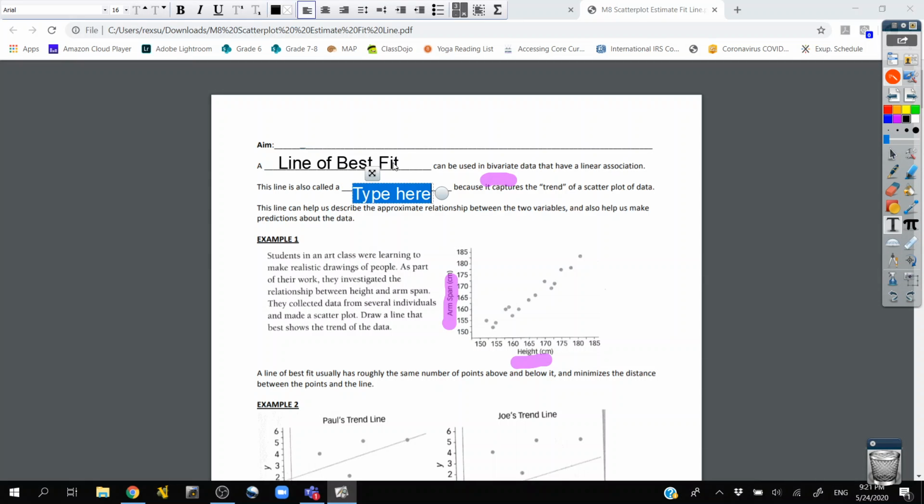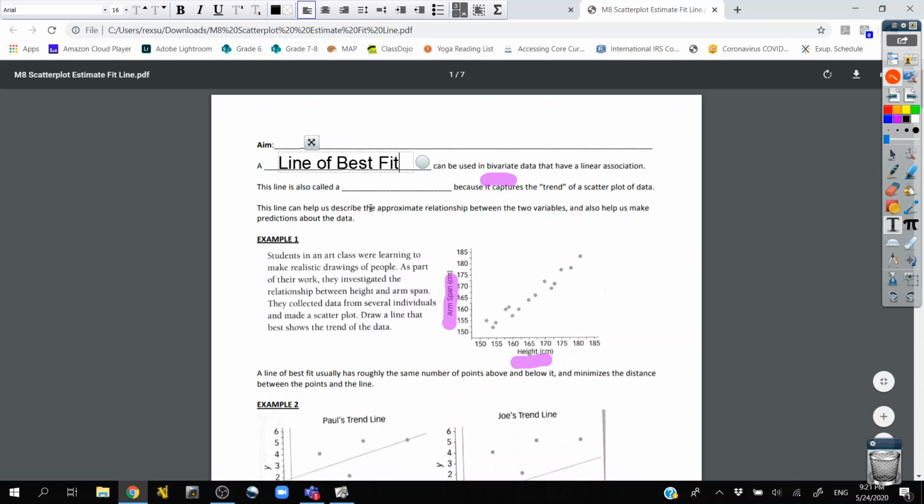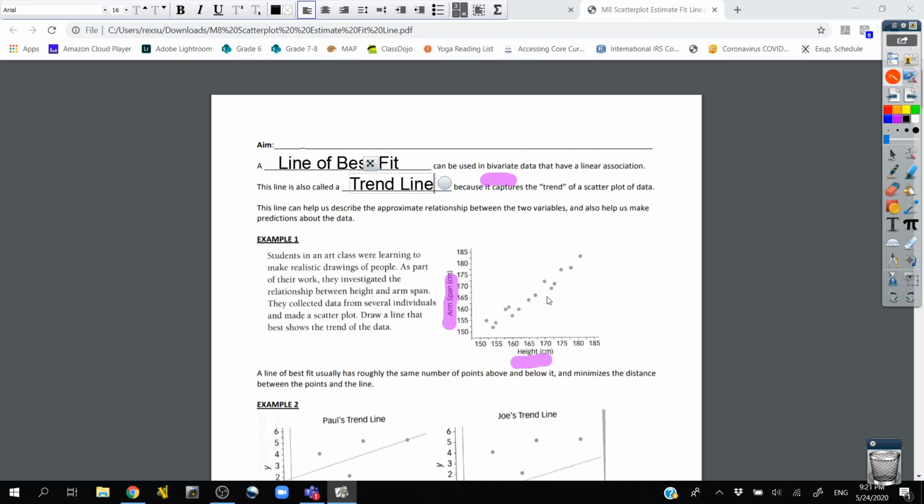This line also has a different name. I'm sorry, I know the highlighting is moving and that's annoying, but the different name is a trend line, because it captures the trend of the scatter plot. Basically, this scatter plot has an association or a trend, and when you look for that line of best fit, you're trying to define the trend that occurs between them. So let's look at some examples.